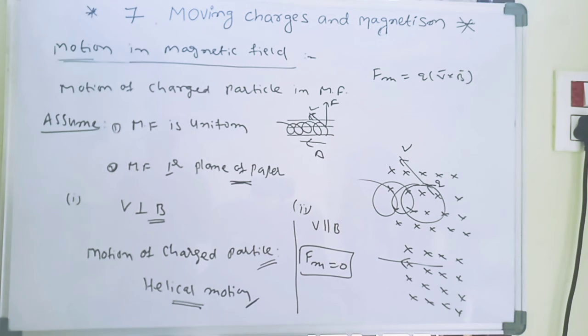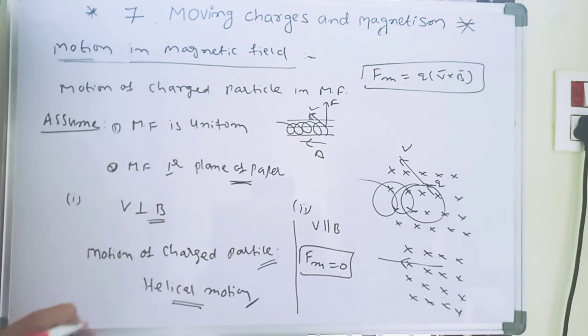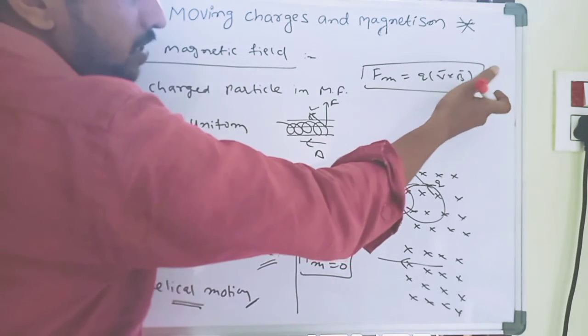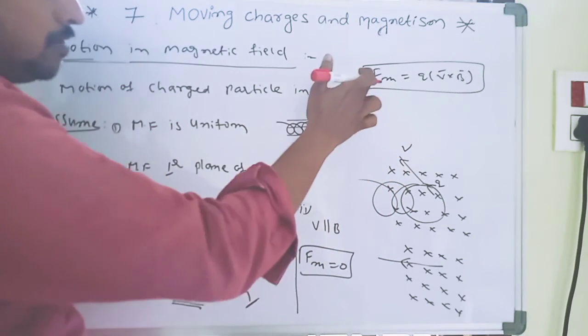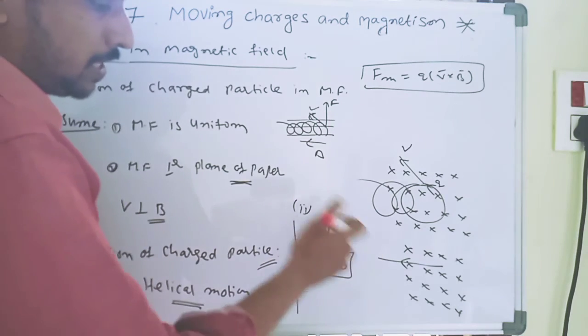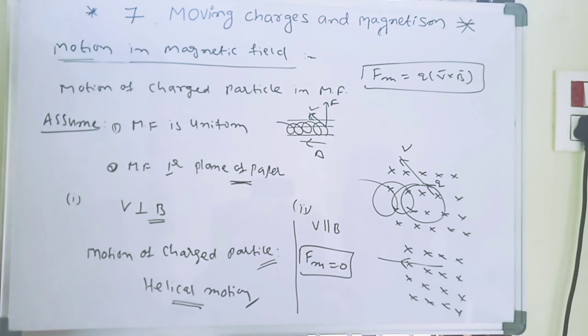So what is the final conclusion? The motion of the charged particle is helical motion. Remember this point. Why? Because Fm is equal to Q into V cross B, and A cross B is equal to AB sin theta. When theta is equal to 90 degrees, force is maximum. If theta is equal to 0, meaning V is parallel to B, magnetic force is 0. So V perpendicular to B is possible.